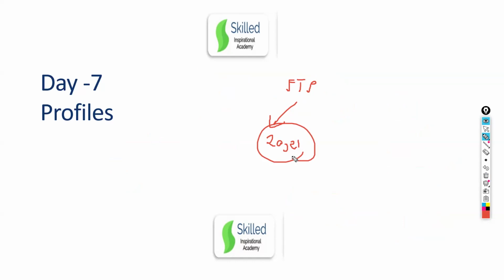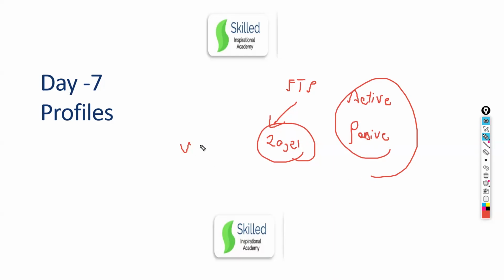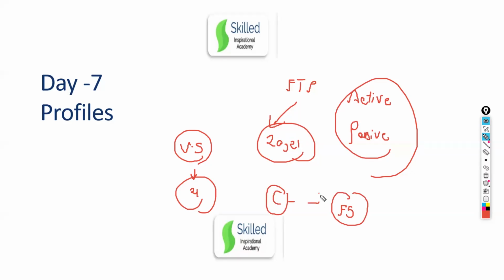This is a critical interview question which will be asked, whether it's a Palo Alto interview, F5 interview, or TCP. There are two types of FTP. You can search on Google. One is active FTP, one is passive FTP. When I talk about active FTP, I need to configure the virtual server with port number 21. In this case, the client will use this port to initiate the command and control communication.